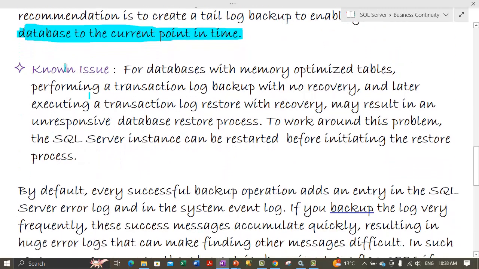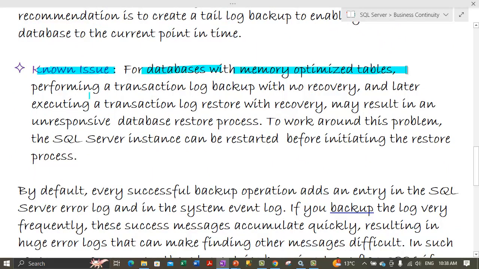Now there's a known issue with some of the databases that are using memory optimized tables. I will create a separate video series on memory optimized tables.